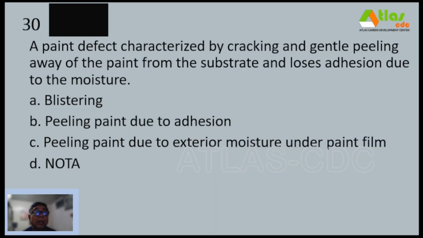Number 30, last. A paint defect characterized by cracking and gentle peeling away of the paint from the substrate and loses adhesion due to the moisture. A. Blistering. B. Peeling paint due to adhesion. C. Peeling paint due to exterior moisture under paint film. And D. None of the above.